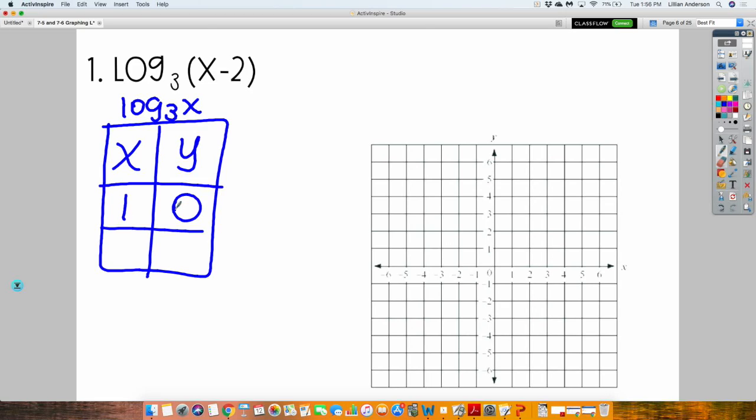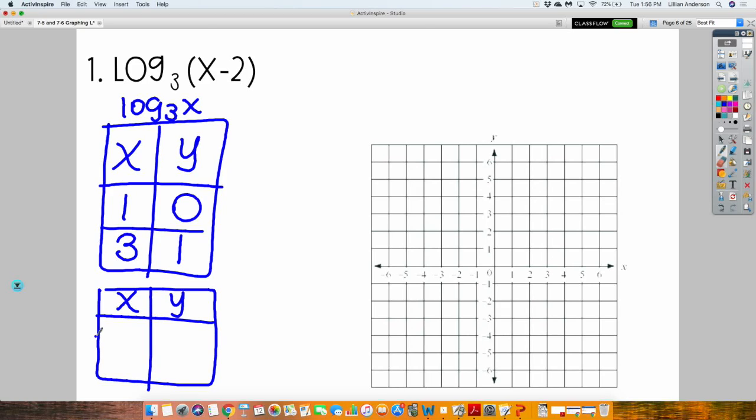3, 1, okay? It's always b, 1. So if b is 3, then it's 3. So then if I am subtracting, moving to the right 2, that means I'm adding 2 to the x. So my new table is going to be 3, 0, and 5, 1. Because you add 2 to each of your x values, because we're moving to the right 2. Okay? So then we'll plot those. That's going to be 3, 0. Then it's going to be 5, 1.